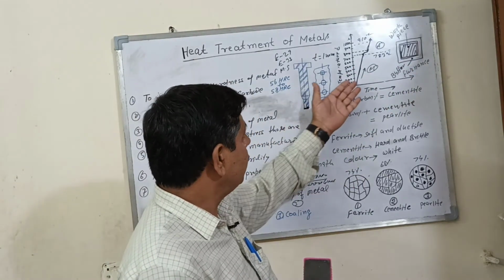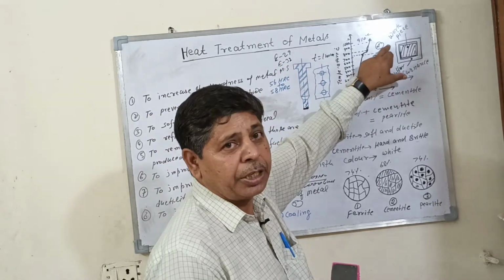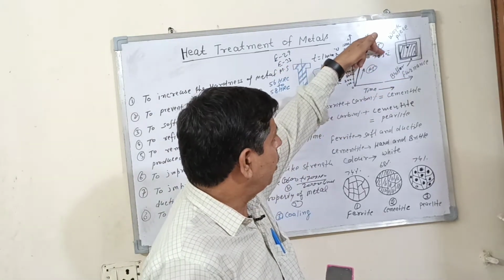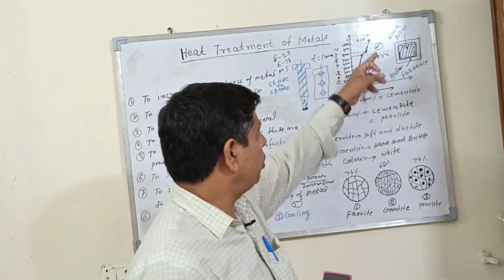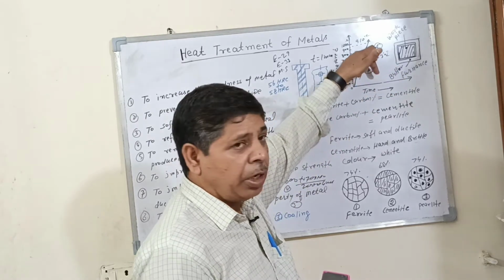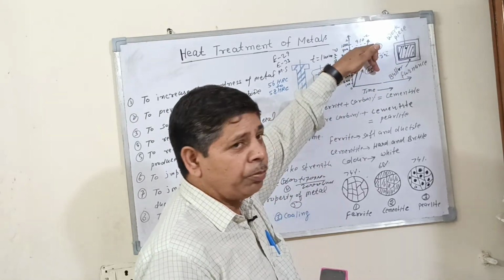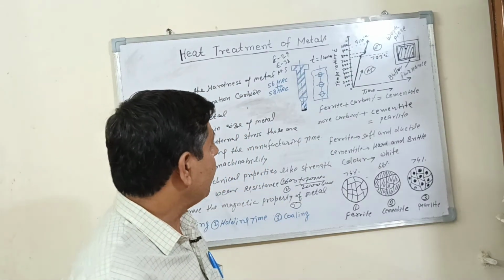In hardening, the metal is heated above the lower critical temperature and dipped into oil or water. The metal is suddenly dropped into the water. This process is called quenching.